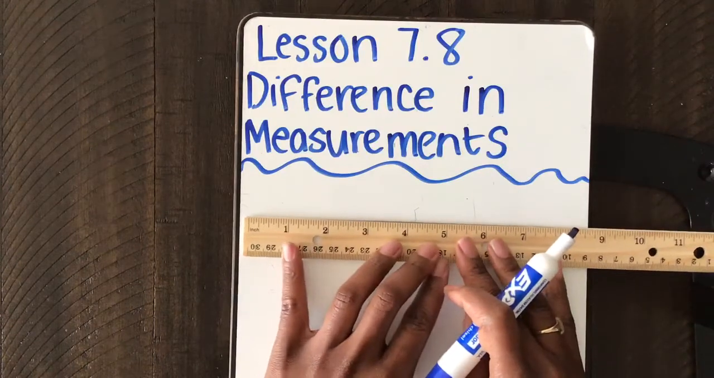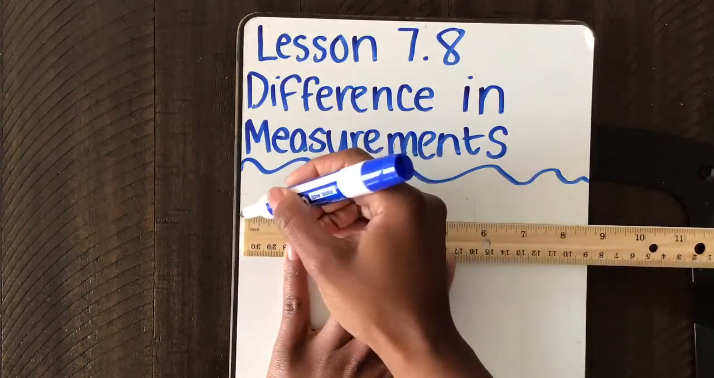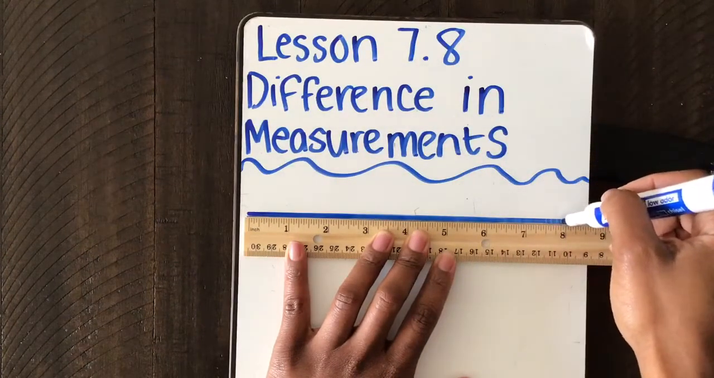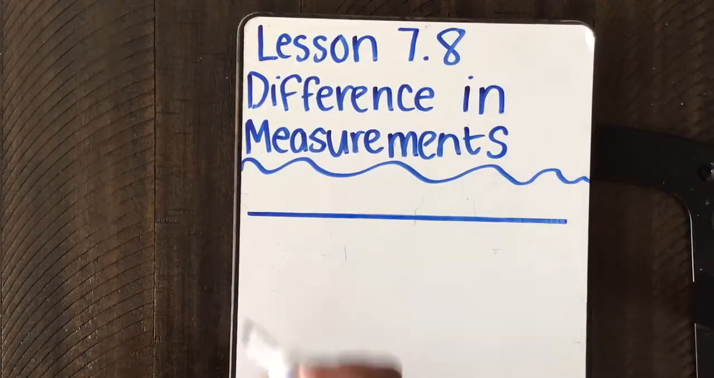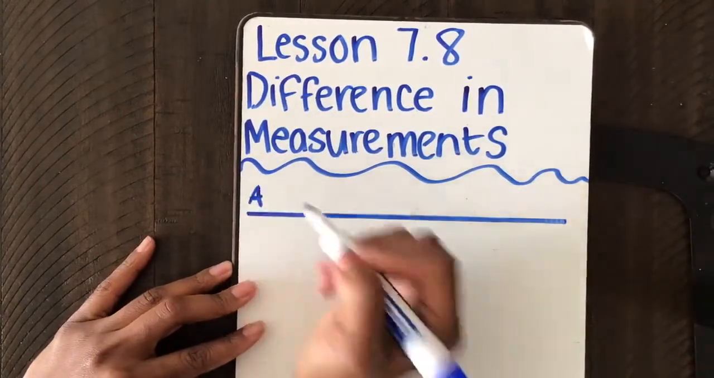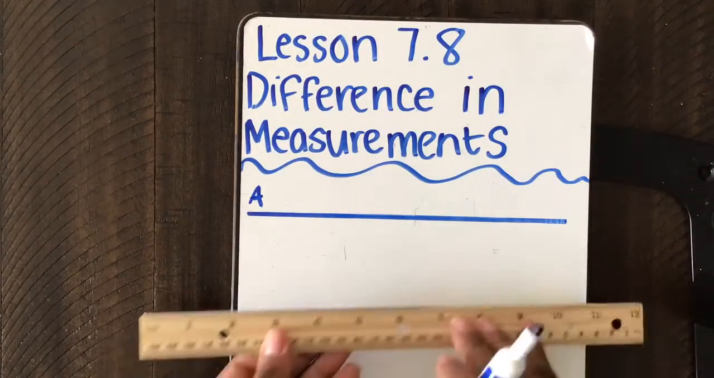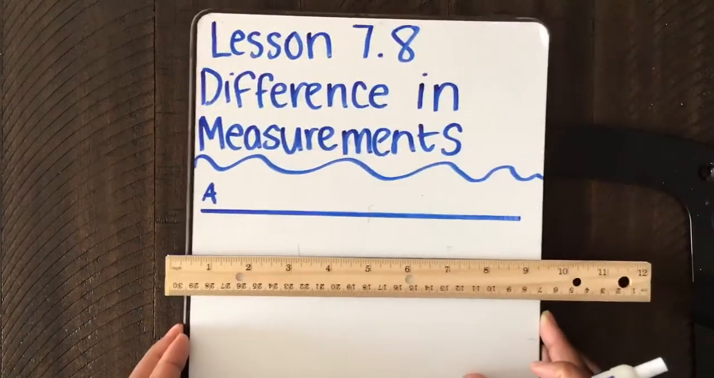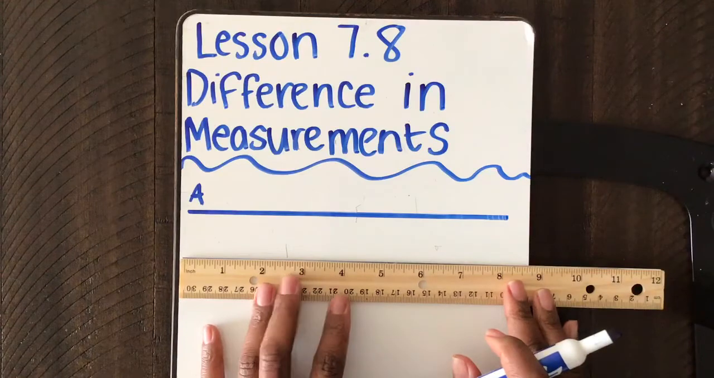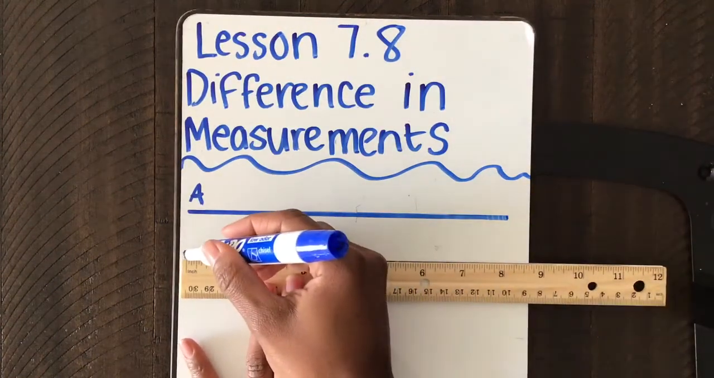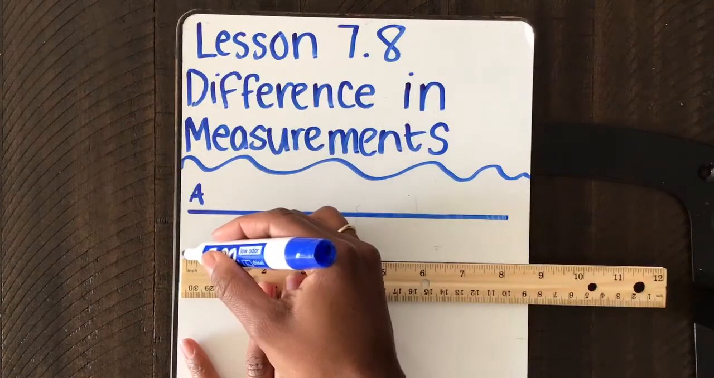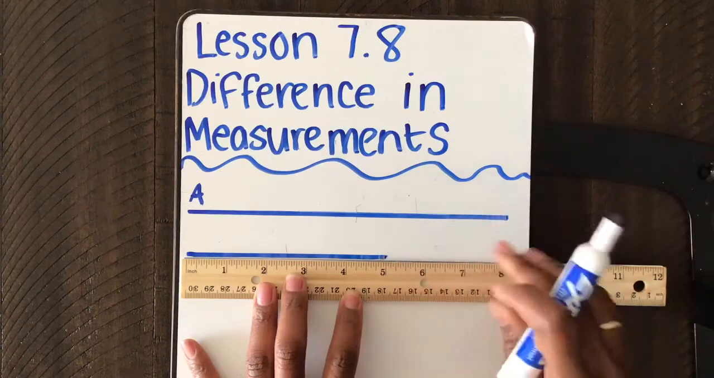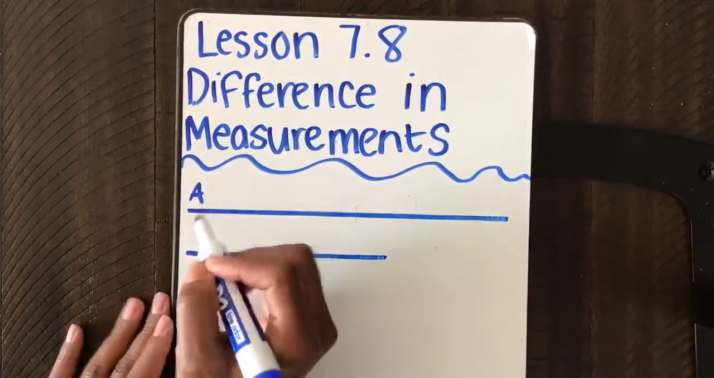So let's say I draw this line here. I drew an 8-inch line, and I'm just going to label this line A. And then I'm going to draw another line right below it, except I'm going to make this line a little bit shorter. I'm going to make this line 5 inches. And I'm going to label this line B.